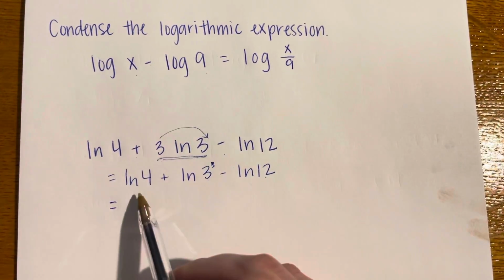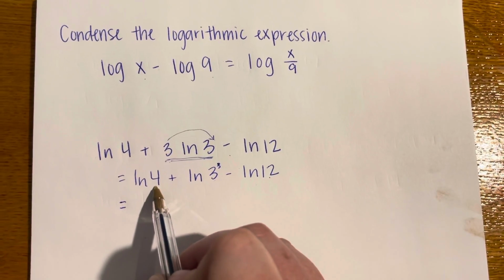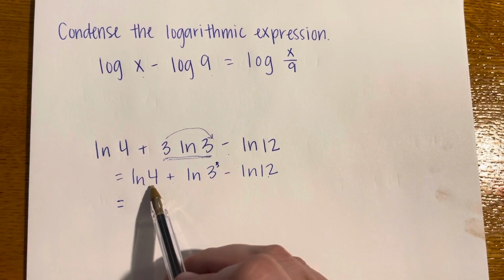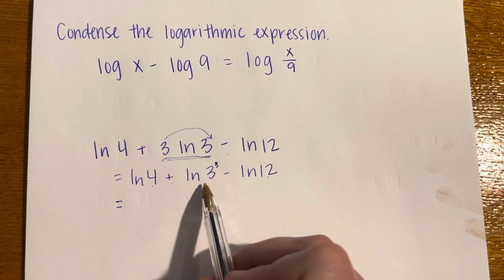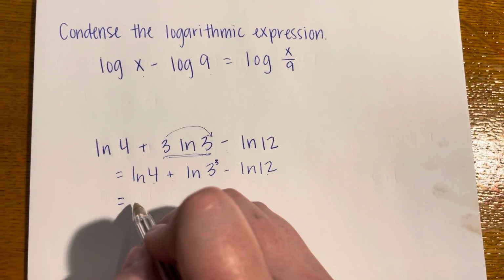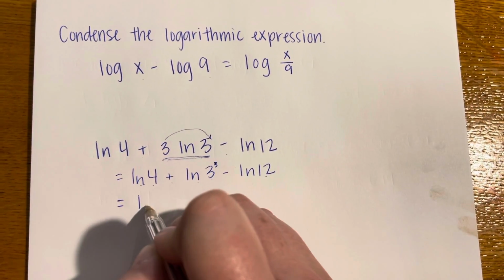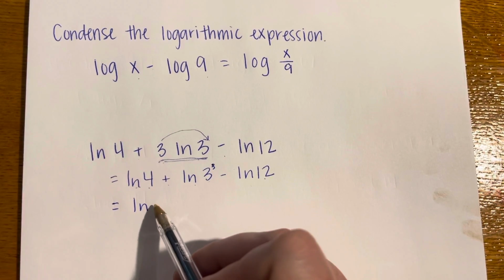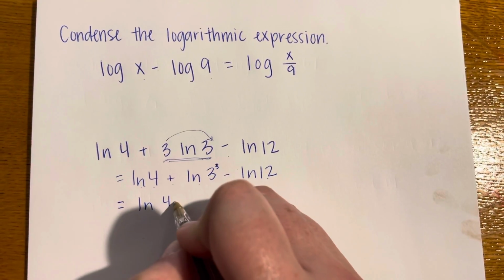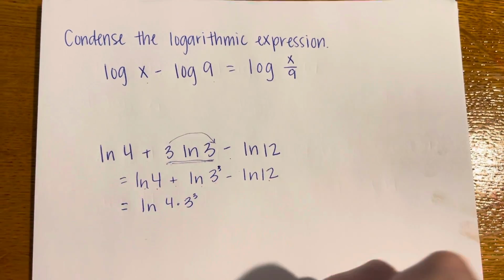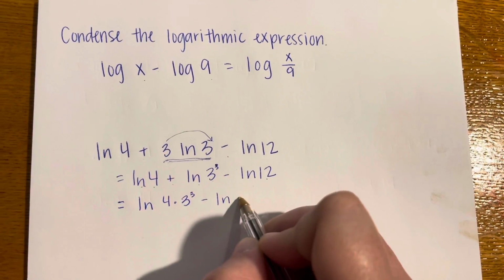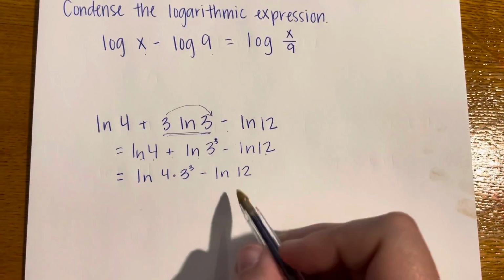Now I'm going to go left to right. So if I have plus, that means that these two numbers are getting multiplied together. It's just the opposite of the product property. So keep your log or your natural log, in this case it's ln, and then I'm going to multiply these things together. So 4 times 3 cubed. And just write this here for now, ln of 12.